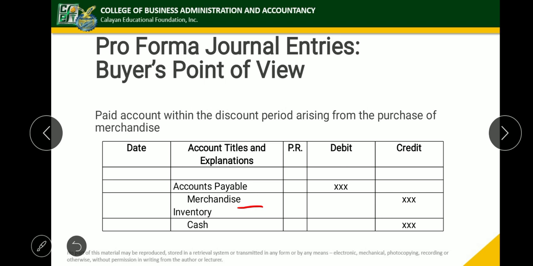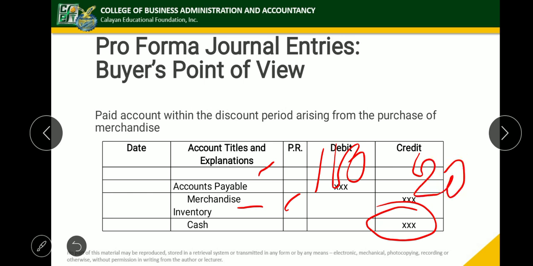Okay? Then, credit cash para dun sa difference nung talagang utang natin and magkano yung ating na-discount, para yun ang i-credit natin kay cash. Let's say, for example, 100 ang utang natin, naka-avail tayo ng 20 pesos na discount. Therefore, 80 pesos ang ilalabas natin pera.